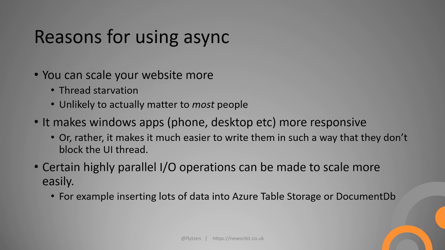And finally, something I use quite a lot is highly parallel I/O operations to really make things scale out. As an example, for some data migration code we wrote, I had 2,000 tasks running in parallel, inserting data into table storage, and those are the kind of things that are actually quite easy to write with async code, and would be a lot harder to write with, say, threading or other mechanisms.